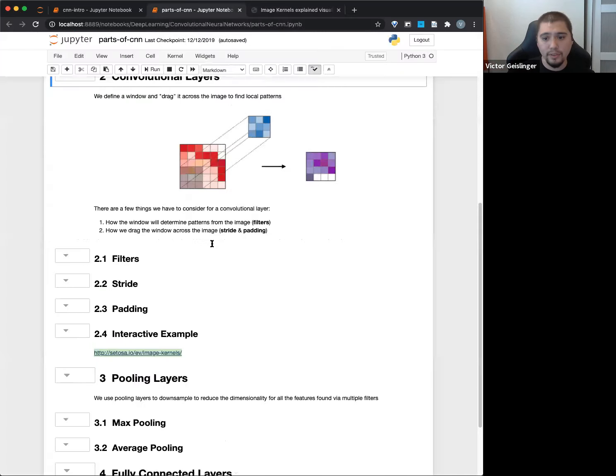And just know there's other parts we'll talk about maybe next time, but there's a bunch of different parameters you can use to adjust how it's going to go across the image and reduce the spatial information.